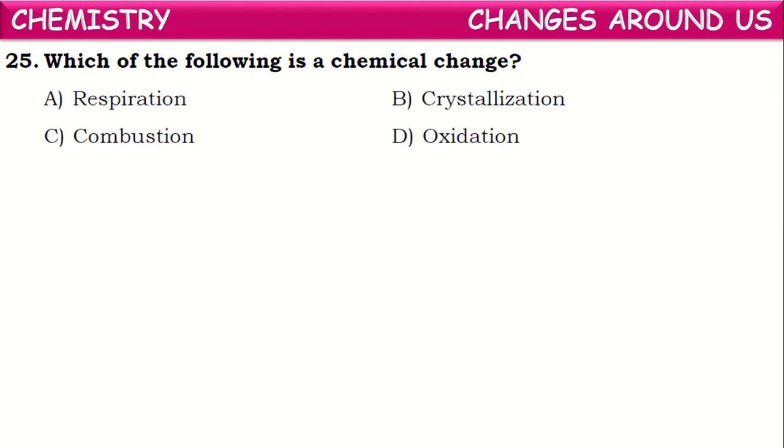Next, which of the following is a chemical change? Observe the given changes: respiration, crystallization, combustion, and oxidation. Out of these, crystallization is one of the separation techniques in which a solid substance can be separated from a liquid component. In this process, the solution is cooled to low temperatures, and thus the solid substance dissolved in it will be crystallized out so that it can be separated. So this is a physical change. Except this, the remaining three, respiration, combustion, and oxidation, have a chance for formation of new substances, hence these come under chemical changes. Okay, these three are chemical changes.